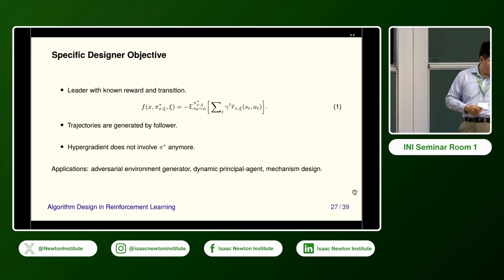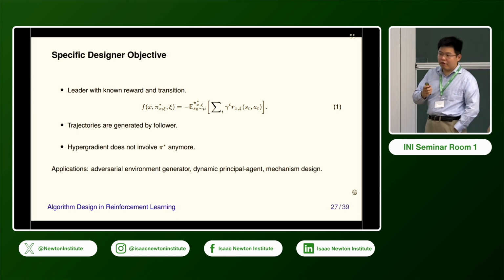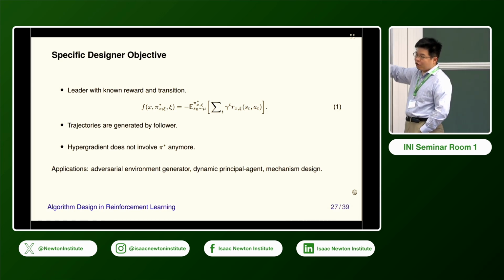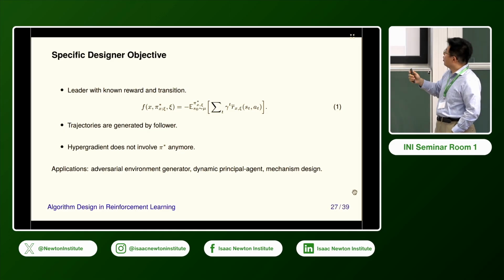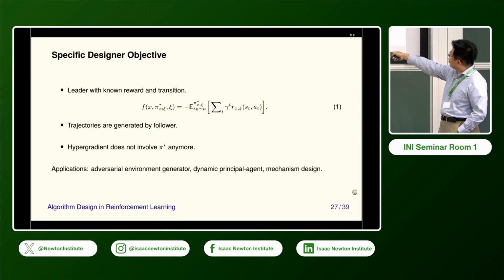But if your leader's or your designer's objective is very special, it's related to the MDP that the follower is playing. Specifically, let's say the leader knows the reward and the transition, and it tries to maximize this type of rewards. This type of rewards comes a lot from principal-agent problems, because you are incentivizing them.